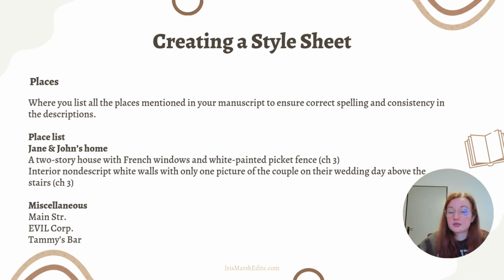And if there are any inconsistencies, like a character walking up 4 flights of stairs to their apartment in one chapter, while they're looking outside their window at street level in another chapter, this is where you're most likely to catch that mistake. So here an example, Jane and John's home, 2-story house, French windows, white picket fence, chapter 3, interior nondescript white walls with only one picture of the couple on their wedding day above the stairs, also chapter 3. Then just miscellaneous, Main Street, Evil Corp, Tammy Spark. So how you usually spell those things.